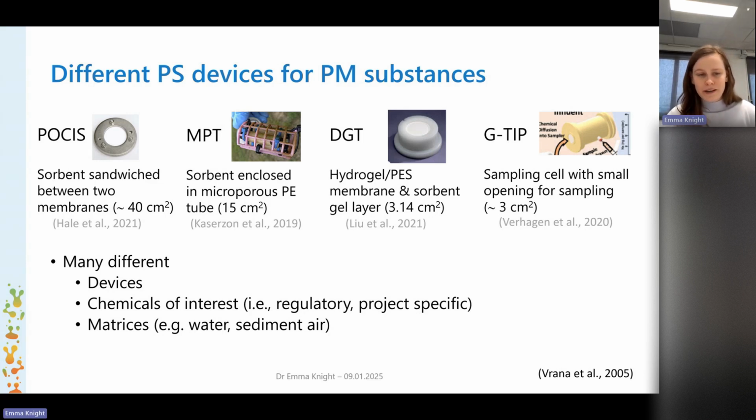And I think the important part here is they all have different surface areas, they all have different applications, but they all have a receiving phase with a membrane. And that receiving phase, we can change the different sorbents to match the chemicals that we're interested in looking at.